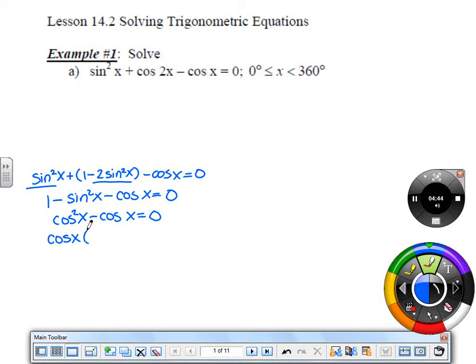Okay? The reason I would look to factor it, I'm trying to get something as simple as possible to determine when it equals a number, because that's when I can look for angles on the unit circle.